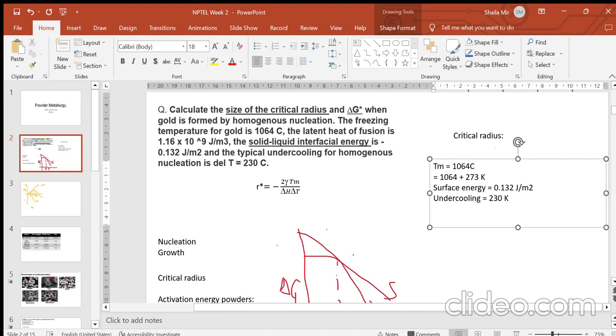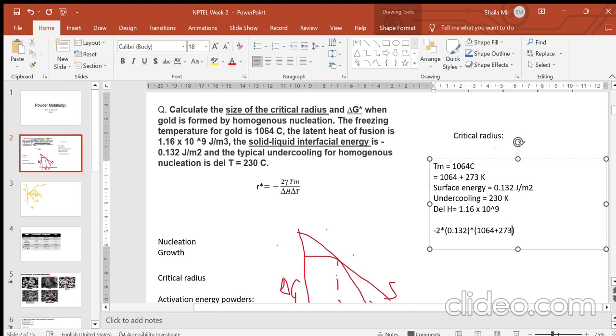And we have delta H. Delta H is the latent heat of fusion. So delta H, I'll write it like this. That will be 1.16 into 10 raised to power 9. So we will plug all the values in the equation. That will be minus 2 times the value of gamma, surface energy, which is 0.132. Then we have the melting temperature, that is 1064 plus 273.